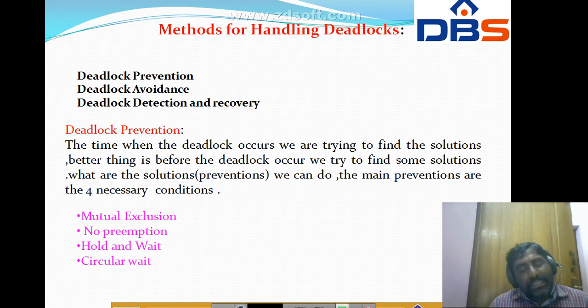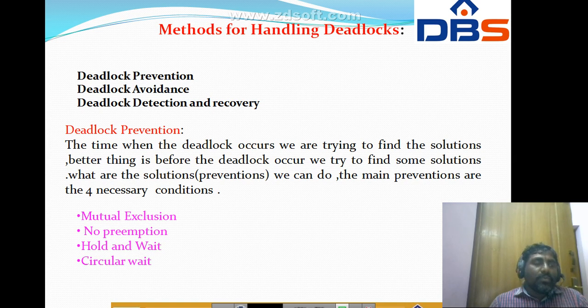Coming to deadlock detection and recovery, this approach lets the processes fall into deadlock and then periodically checks whether deadlock has occurred in the system or not. If it has occurred, then it applies some recovery methods to get rid of the deadlock. Here, getting rid means finding a solution to the deadlock. So this is deadlock prevention, avoidance, and detection and recovery, briefly.